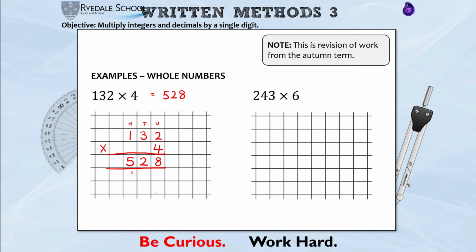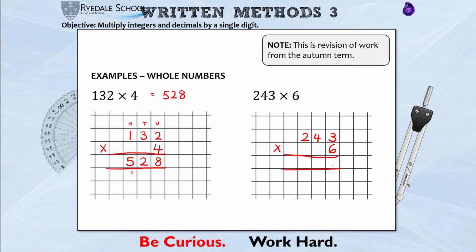Now, obviously, if you're better at your times tables, you might be able to get through more questions than other people. Let's have a look at another one, 243 times 6. Again, same idea, 243, one digit per square, times 6. Draw in your answer line. So let's have a go at this one.